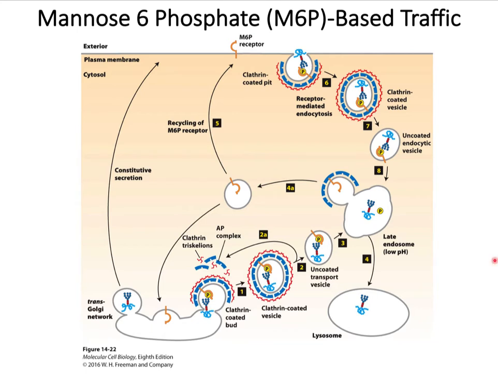You can imagine that it would be very detrimental to allow the hydrolases to be secreted into the extracellular space because they could be very damaging to the extracellular space. Even though the pH of the extracellular space is not acidic, these hydrolases work somewhat at neutral pH as well. Components in the extracellular space and on the surface of the cell can be destroyed if there isn't some way to retrieve these hydrolases that are accidentally secreted.